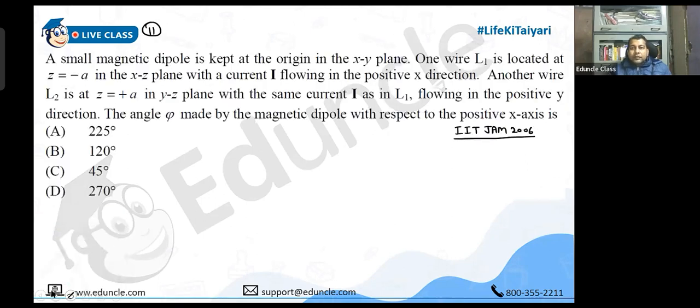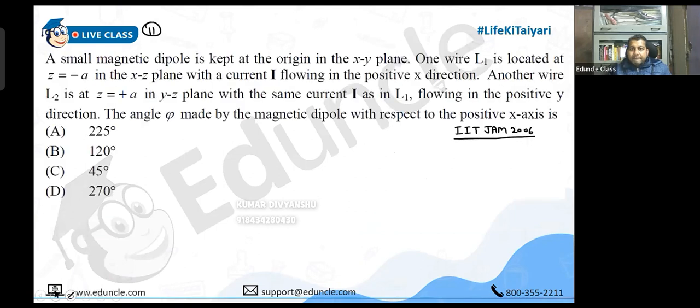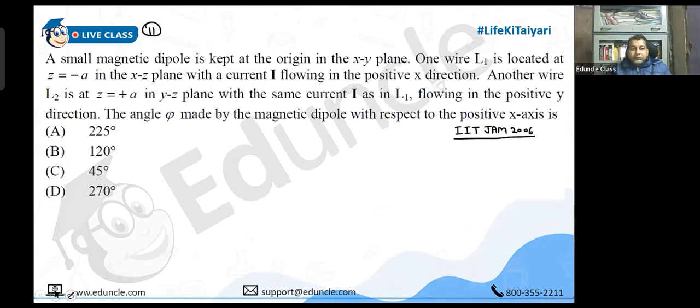So one wire is located at z equal to minus a in the xz plane. Here is the wire at the point 0, 0, minus a. And the other wire is at z equal to plus a in the yz plane, like this. Means the point is 0, 0, a. And there is a magnetic dipole at the origin. In both the wires, current is same.